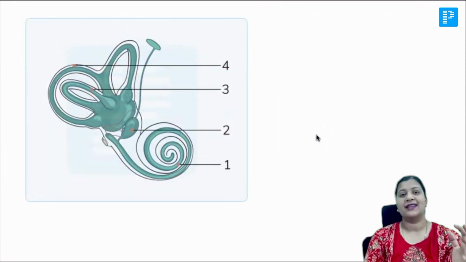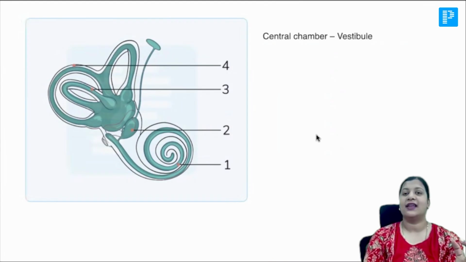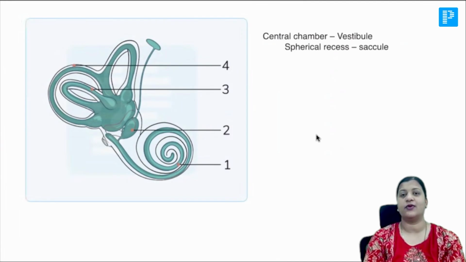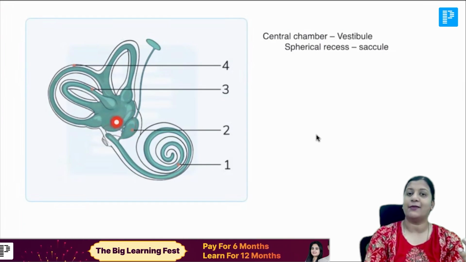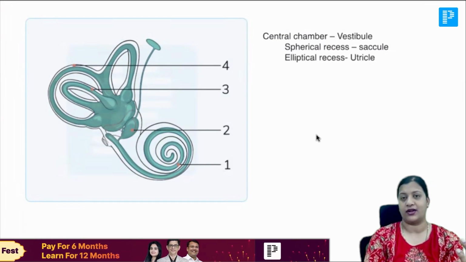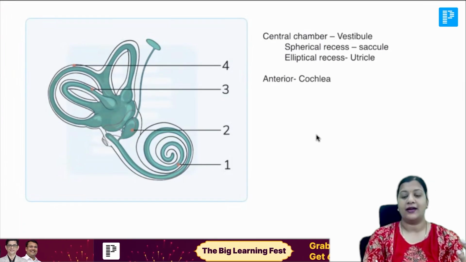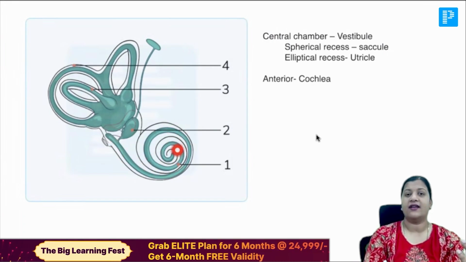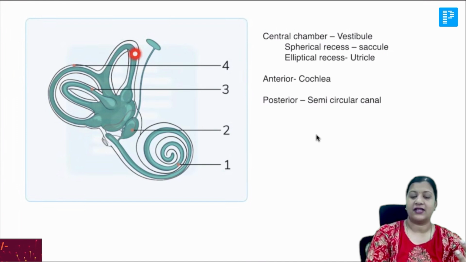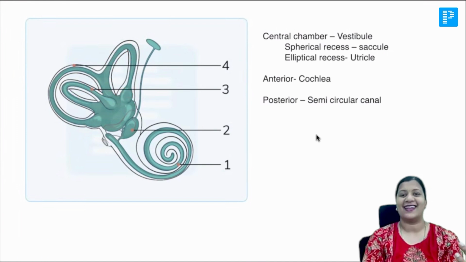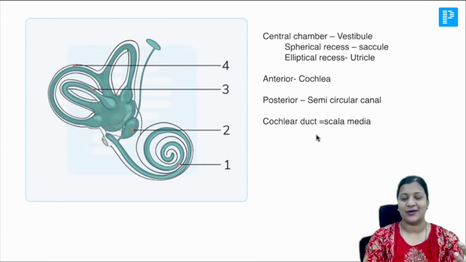So if we are revising the inner ear, we know that the inner ear has a central chamber, and this central chamber is called the vestibule. In the vestibule, you have got two recesses. One is the spherical recess, which contains the saccule. The elliptical recess contains the utricle. Correct. And then anteriorly, we have the cochlea, which contains the cochlear duct. Posteriorly, we have the semicircular canals, which contain the semicircular canal duct.